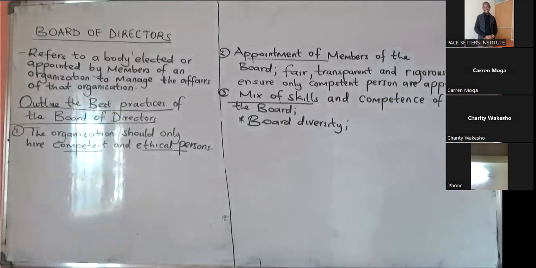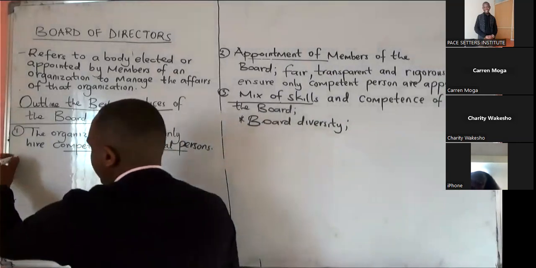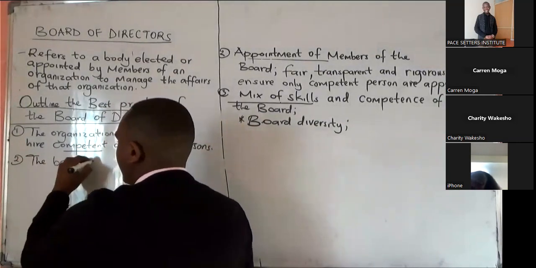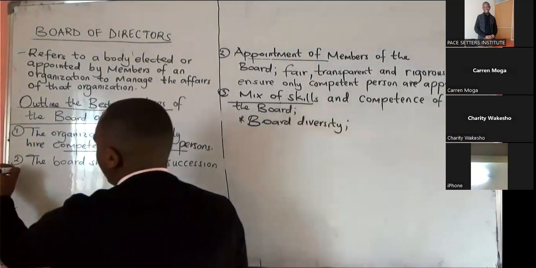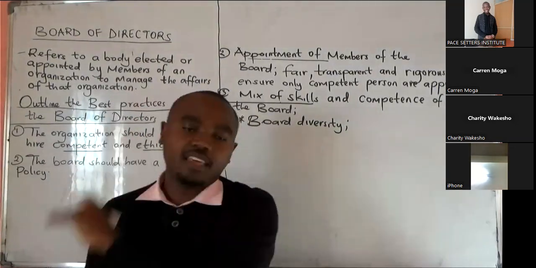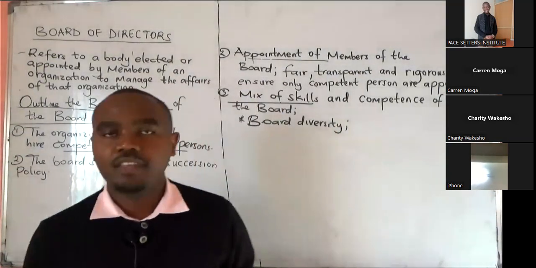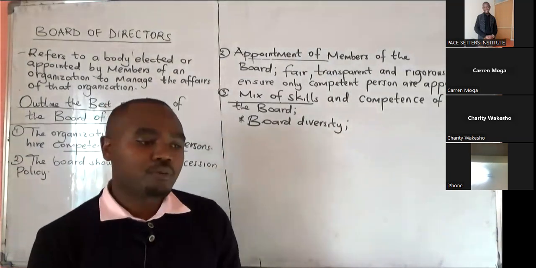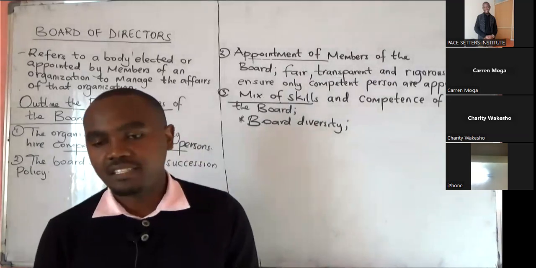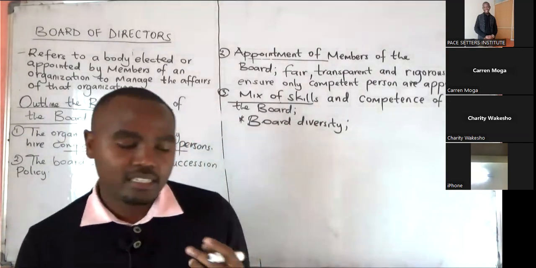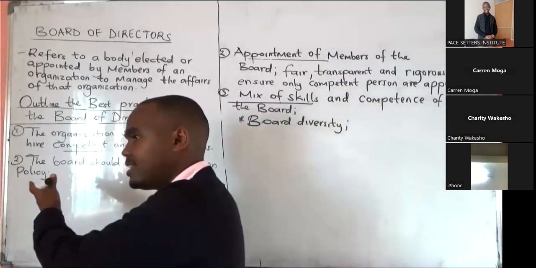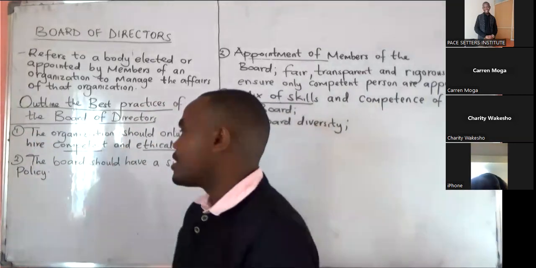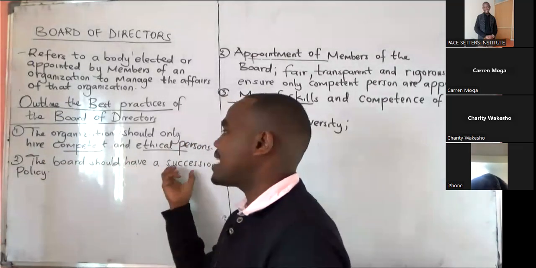The other one: the board should have a succession policy. What are we saying? You will find that narrative that the CEO of the company, Mr. Richard, resigned from his job. And then what happened? There were some conflicts between the board of directors that remained in that organization. If you check the April 2022 question one, if not the April 2022, the August one, they were focusing on this best practice, that the board should have a succession policy.